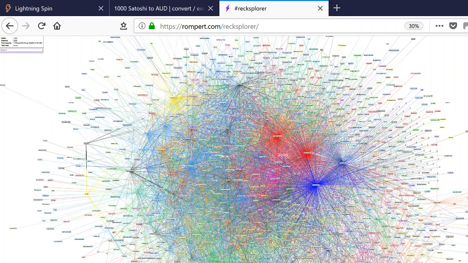Quick explanation today of the Bitcoin Lightning Network. The Lightning Network launched earlier in 2018 and is designed to facilitate microtransactions off the main Bitcoin blockchain.